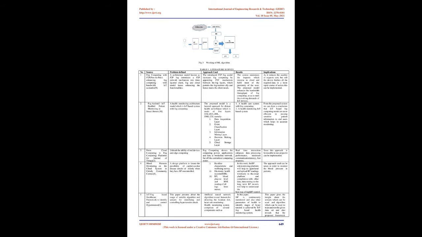An architecture model known as P2P fog introduces a P2P network mechanism into the three-layered client, fog, and cloud model, hence enhancing the functionalities. The introduced P2P fog model enhances fog computing by adding a P2P mechanism between the fog layers, which permits the fog nodes to ally and hence meet the client needs.